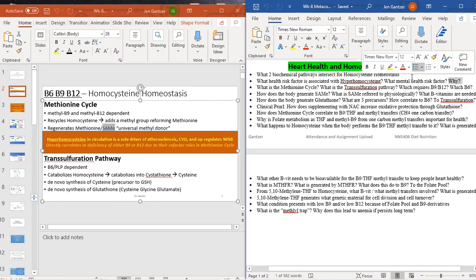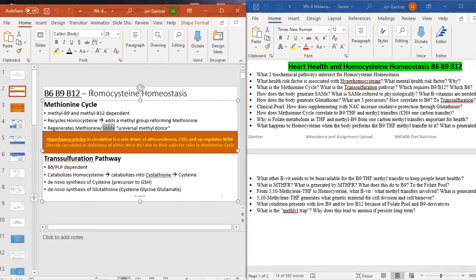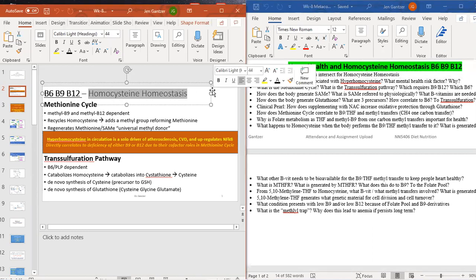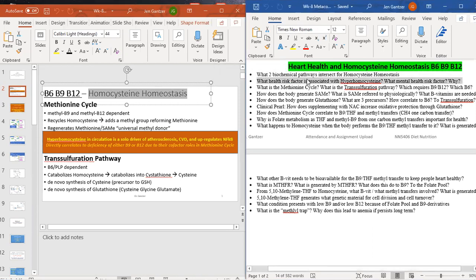So why is the health factor of homocysteine and mental health as SAMe correlated to B9 and B12? Because of the shared pathway. It's where they intersect, the methionine cycle and transsulfuration. Okay, so what are these pathways and which one is correlated with each?